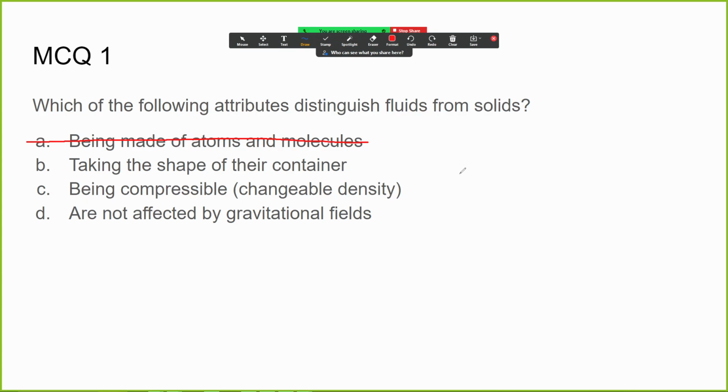Being compressible, changing density. Now, here's the thing. Fluids, whether liquid or gas, might be compressible. We're making the assumption that liquids are incompressible, so this cannot be the answer. If this just said gases, then this would be a viable answer, but it does not. And then, not affected by gravitational fields. We said at the beginning that these states of matter are going to have a bunch of different attributes, one of those being mass, and as long as something has mass, it's going to be affected by a gravitational field, as we learned in AP Physics 1. So taking the shape of the container is the only adequate answer here.